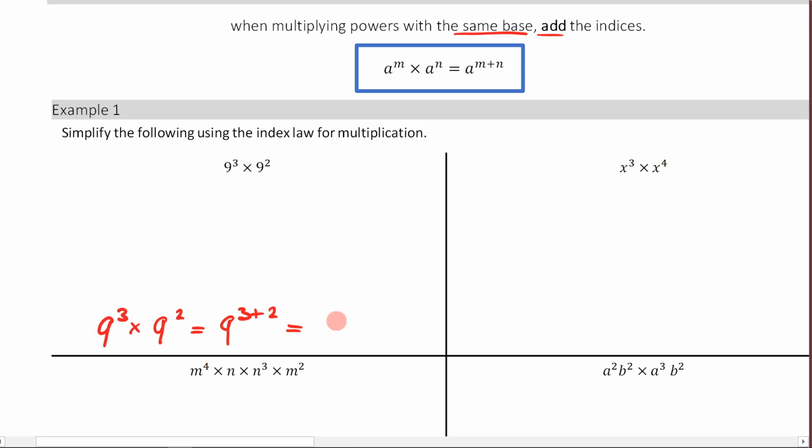And if we were to add these together, 3 plus 2 is going to be 9 to the 5. Now, why is that the case? Why is that true? Well, hopefully you left some space here as I wrote it down here. Let's now write this in expanded form.